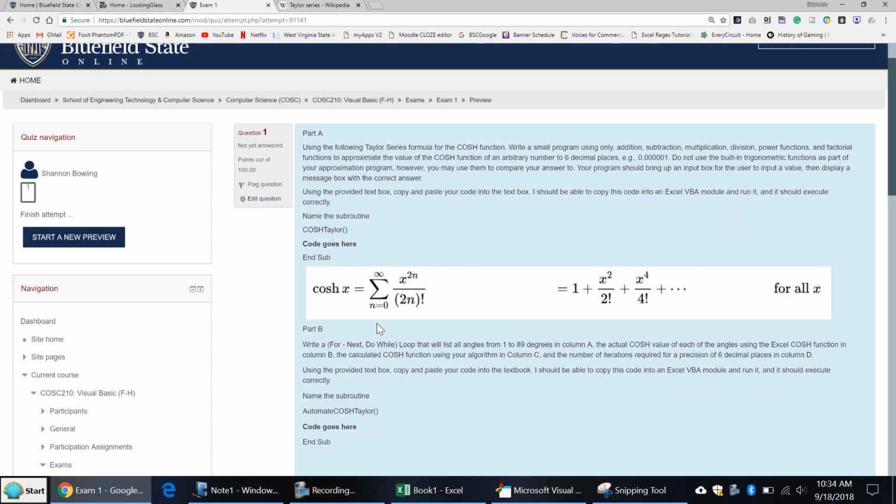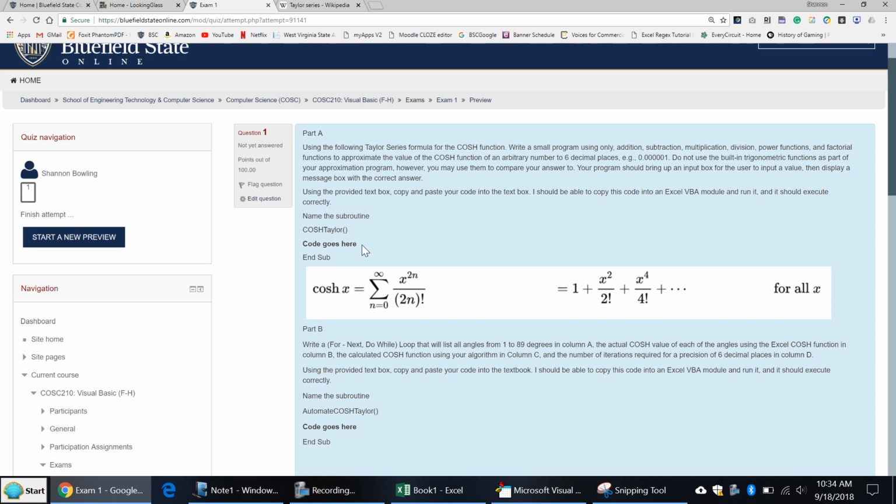So I got assigned the hyperbolic cosine. There's two things that I want you to do. I want you to write two programs. The first program is just what we've been doing. So call it COSH Taylor in sub and put your code here.